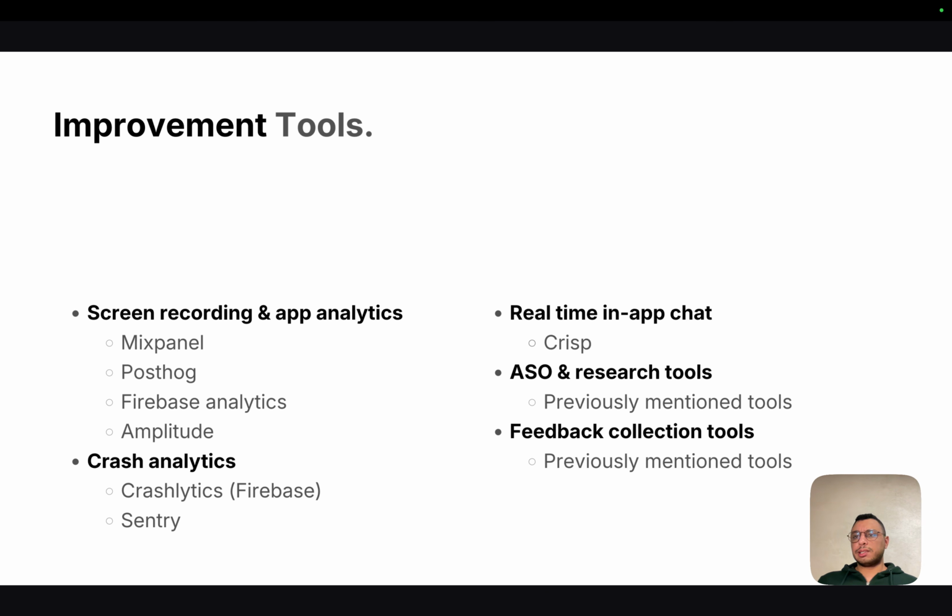For the tools that we'll be using in the improvement step, mainly for screen recording and app analytics, we can use Mixpanel, PostHog, Firebase Analytics, and Amplitude. Those are the most popular tools. There are other tools, but those four are the most popular. Also for crash analytics, this is very important, to keep an eye on the errors, bugs, and crashes happening in our app, we can use crash analytics from Firebase or Sentry. For the real-time in-app chat, we can use Crisp. App Store optimization research tools and feedback collection tools were previously mentioned in the previous parts.